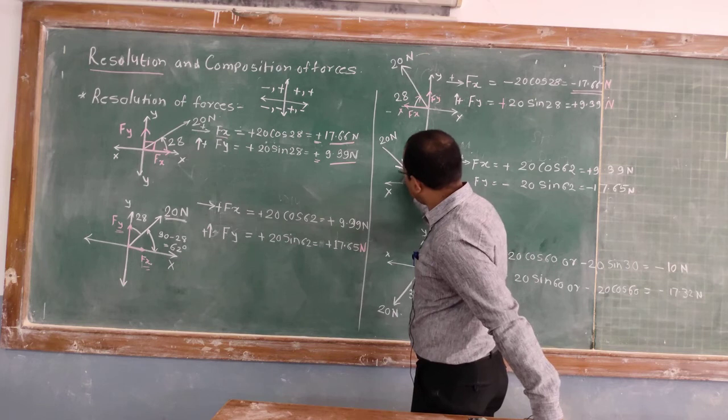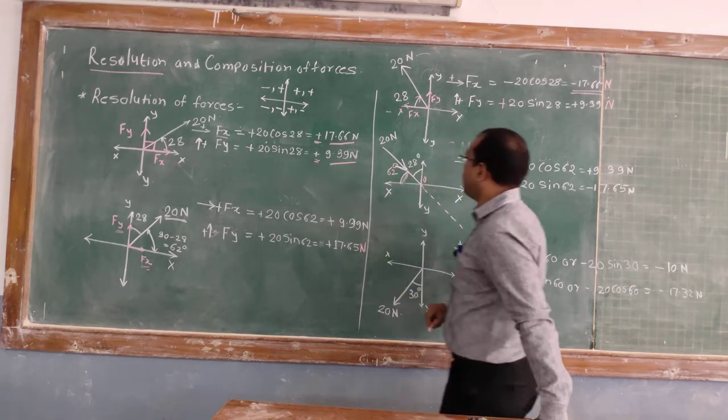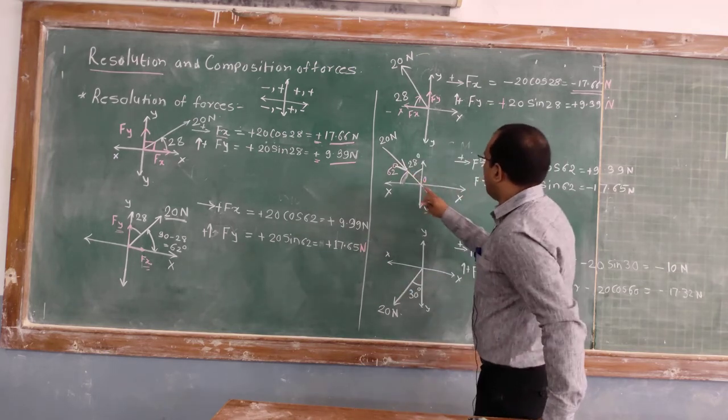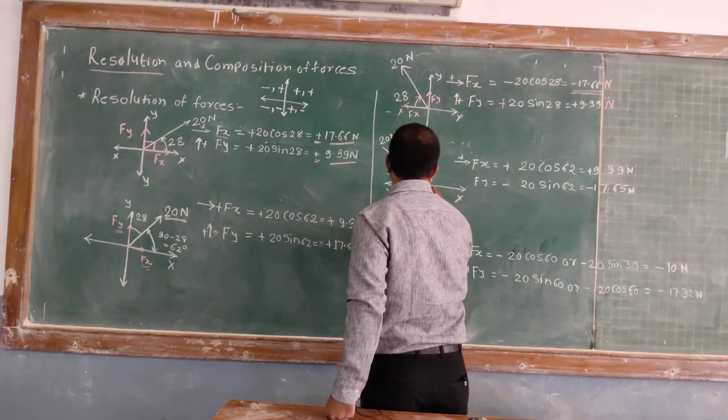So what is this angle? This angle is 90 minus 28, it becomes 62. First find out this angle is 62. Now resolve this force into x and y component. Let's say I will resolve this force into two components.